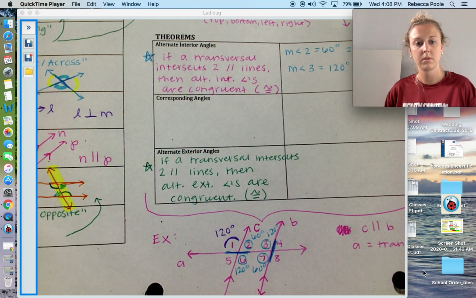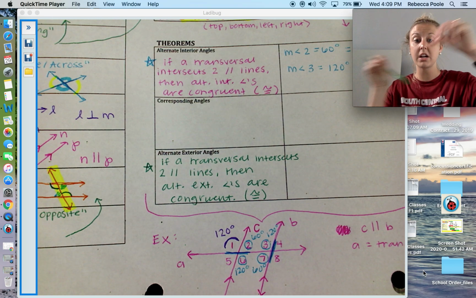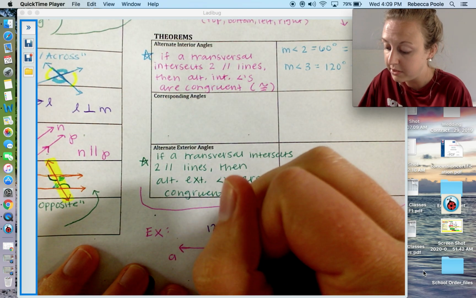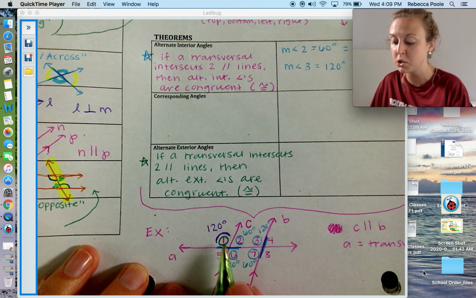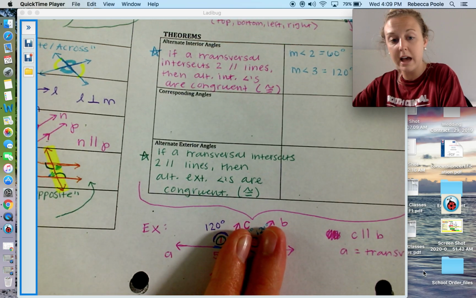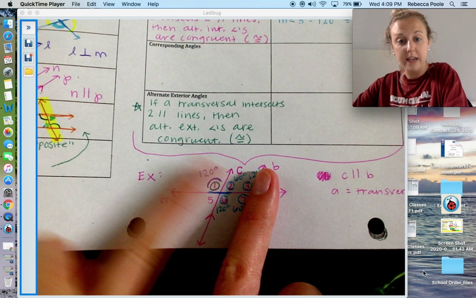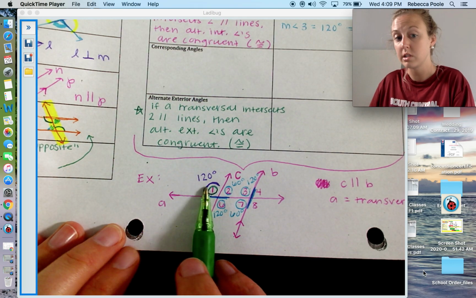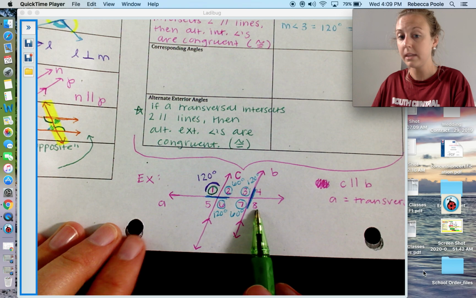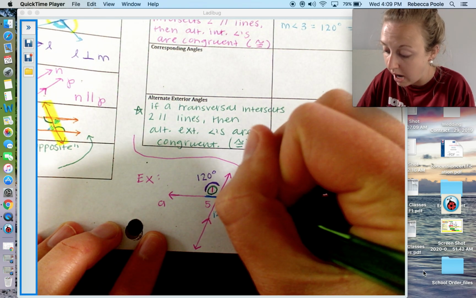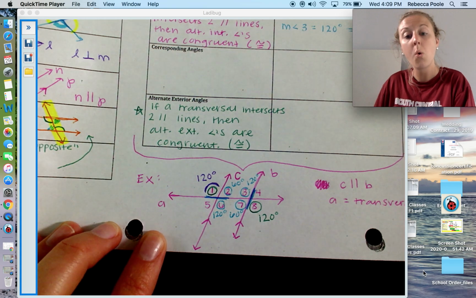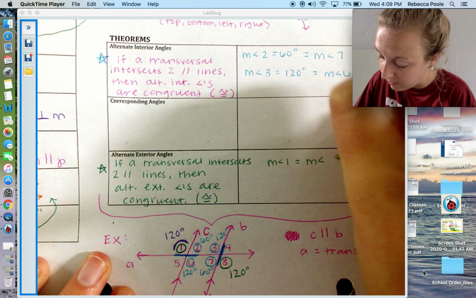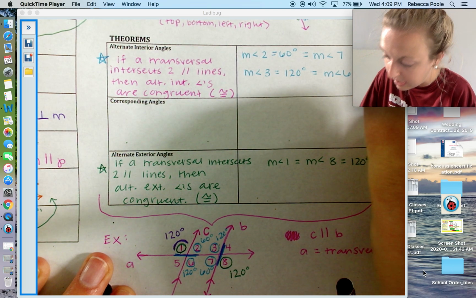Okay? So same thing, alternate exterior, the outside ones are also going to be equal. So let's take a look at it. If the measure of angle 1 is 120, do you see how that is outside of my two parallel lines? It's out here, so it's outside of the parallel lines. And this one's in the top left. So if I stay outside and go to the bottom right, this opposite one should also be 120. So measure of angle 1 should equal the measure of angle 8, which they both should be 120.